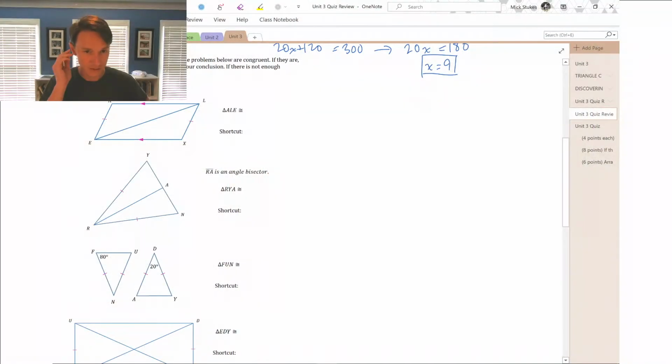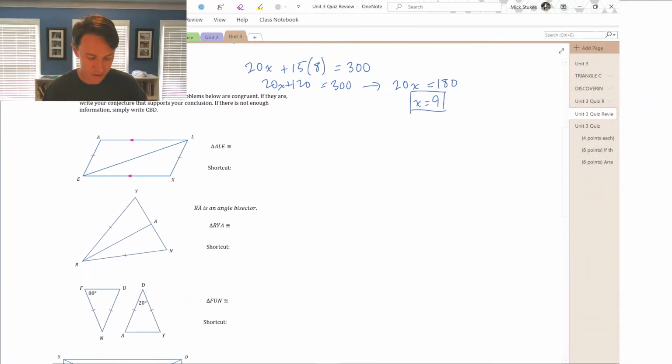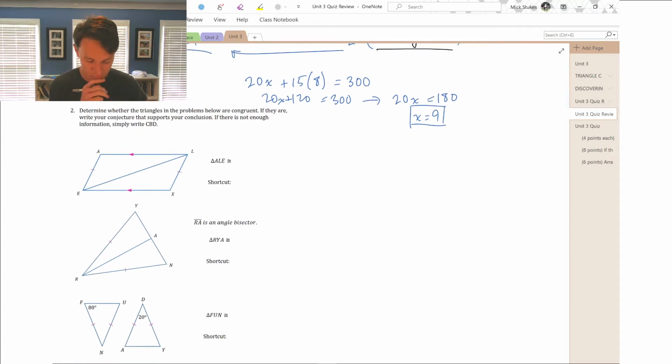Hey everybody, we're going to go to number two. Well, let's jump right into it. Number two is actually a bunch of congruency shortcuts ones, so let's go right into it. I'm trying to determine whether the triangles are congruent or not, and let's see if they are.